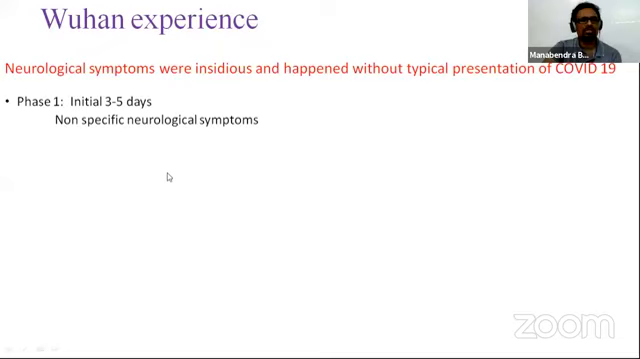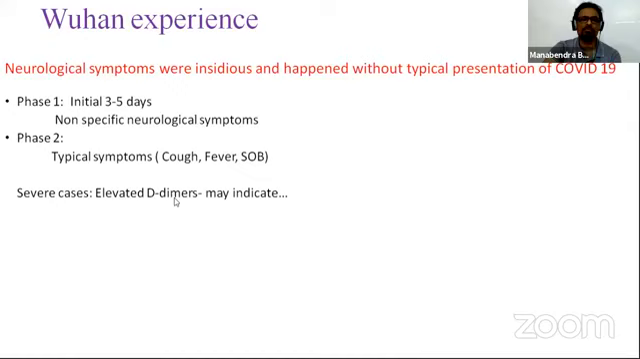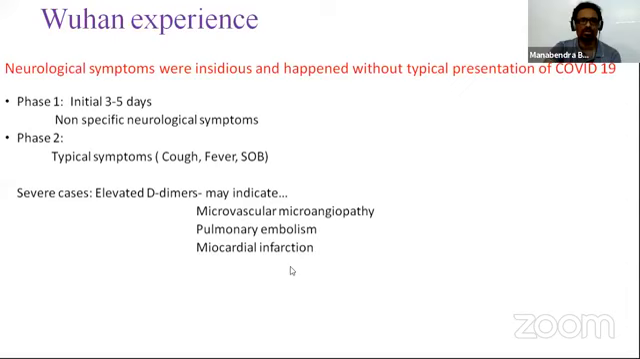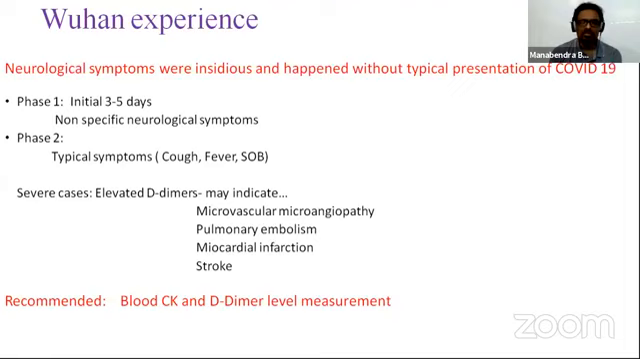And in severe cases, they found elevated D-dimers in most of the cases, which indicates microvascular microangiopathy. As you mentioned, there is widespread vascular damage, the coagulation cascade has been activated, and that is the coagulation prothrombotic mechanism. There is pulmonary embolism, and also embolism at different sites, myocardial infarction, stroke-like presentations, and they recommended that blood CK measurement and D-dimer level measurement be documented in the severity of the illness.